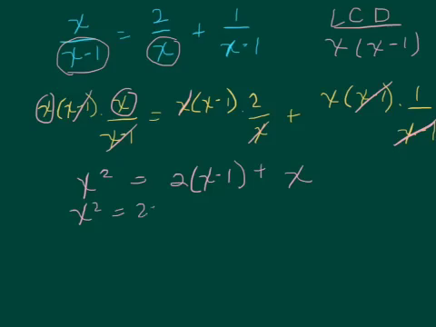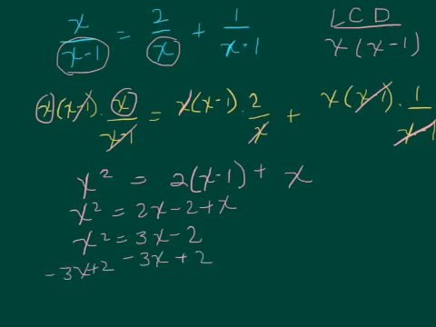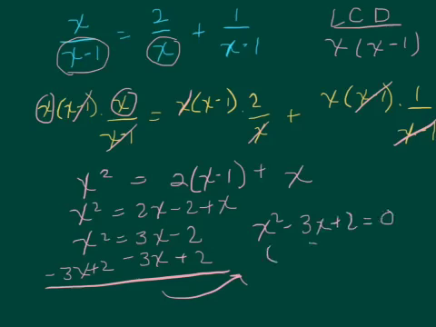X squared equals 2x minus 2 plus x, or x squared equals 3x minus 2. And now let's get everything all the way over on one side of the equal sign, so I can have this equal to 0. I'll just move over here and I'll have x squared minus 3x plus 2 equals 0, which I can of course factor into x minus 2 times x minus 1, and I will get x equals 2 and x equals 1.